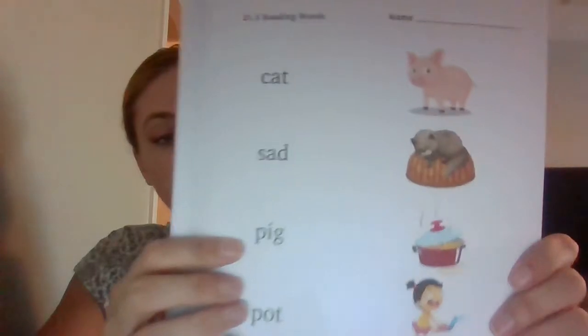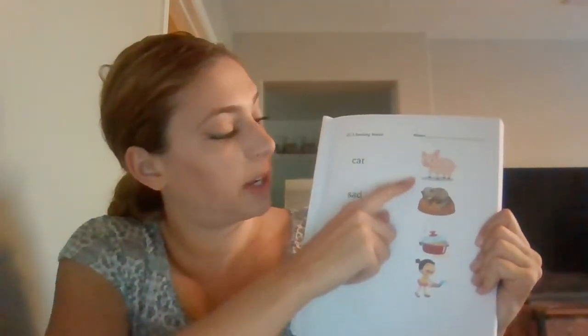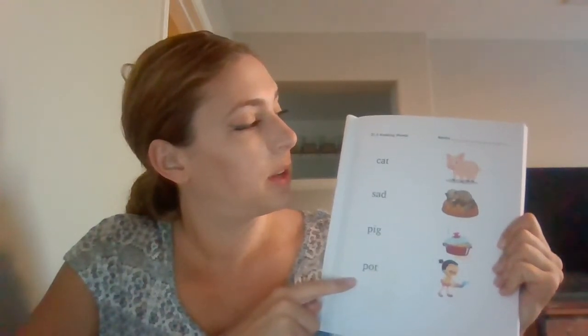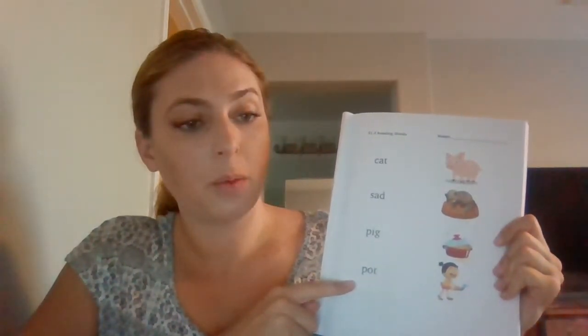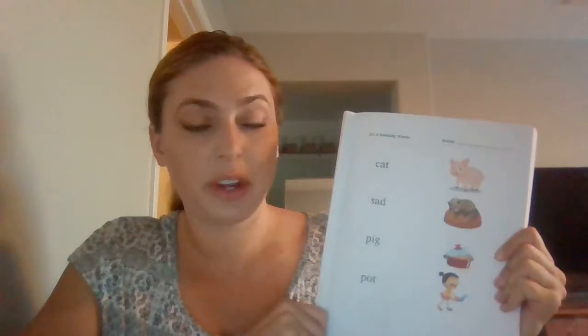Okay. When we are with our workbook, we're going to turn to page 69. 69 looks like this. We have 4 pictures and 4 words. We're going to be reading words. This is 21.3 reading words. Let's take a look at what we have here.